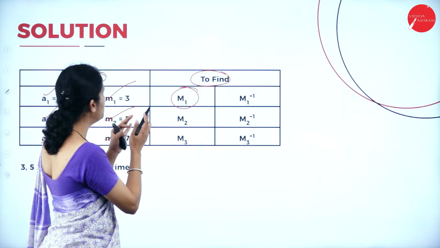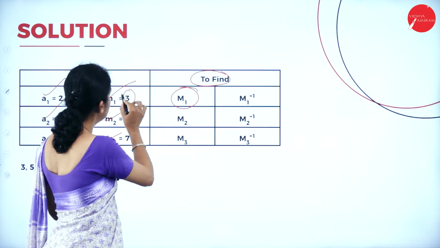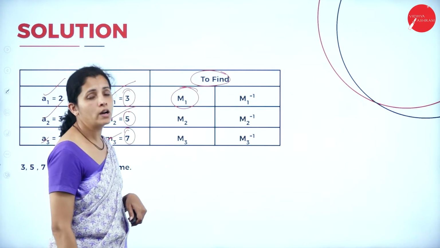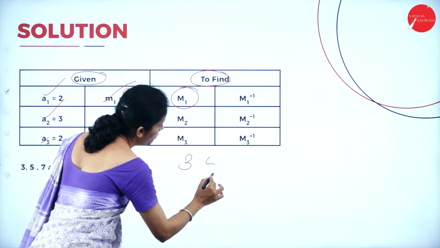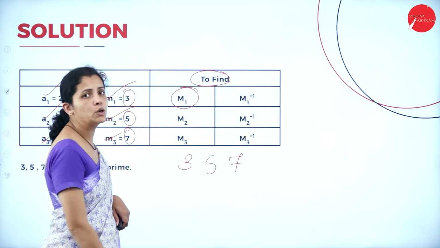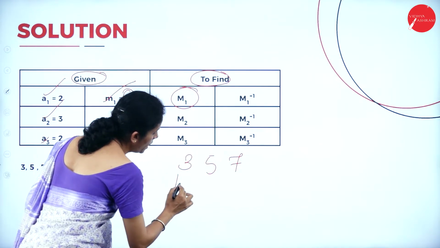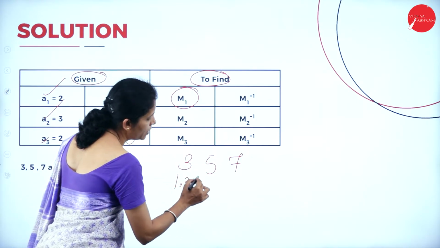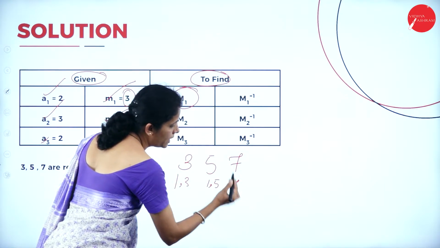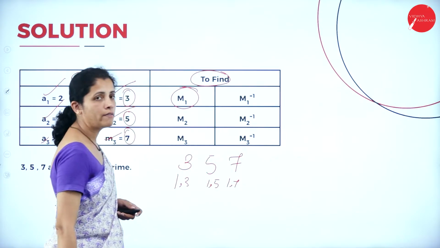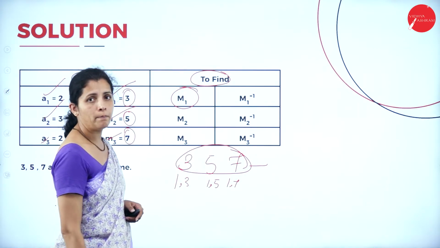I'm going to write the corresponding values to the corresponding fields and see here 3, 5 and 7 are relatively co-prime numbers. So all three numbers, that is 3, 5 and 7, are relatively co-prime numbers. So dear student, if I consider 3, it is divisible by 1 and 3. And if I consider 5, it is divisible by 1 and 5. And if I consider 7, it is divisible by 1 and 7. And all these three numbers are relatively co-prime numbers.